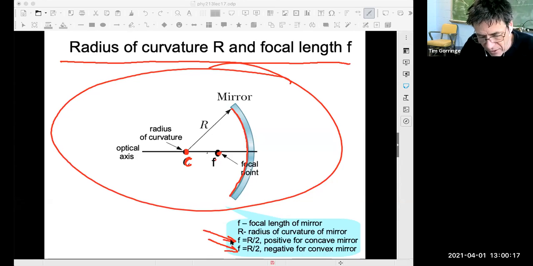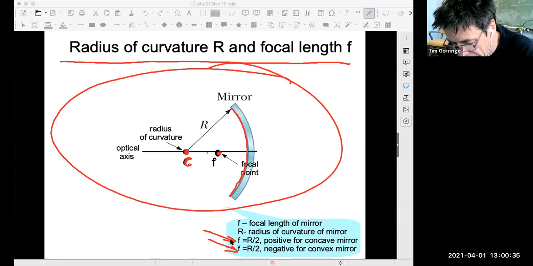So that's how the signs of R and F distinguish convex from concave, and the sizes of R and F distinguish whether your mirror is nearly planar, nearly flat, or is far from planar, far from flat. That's the language. This is the language of curved mirrors.